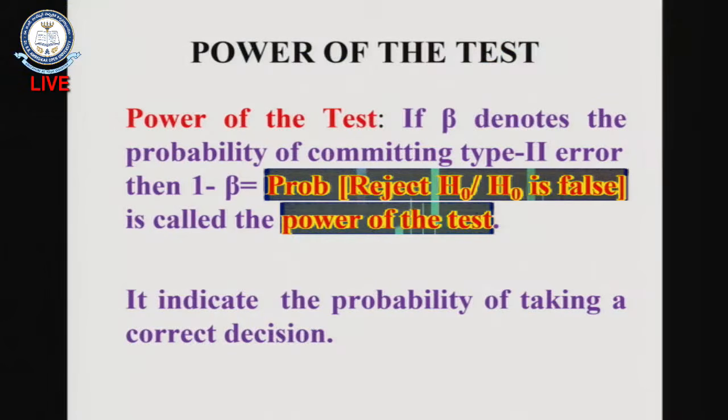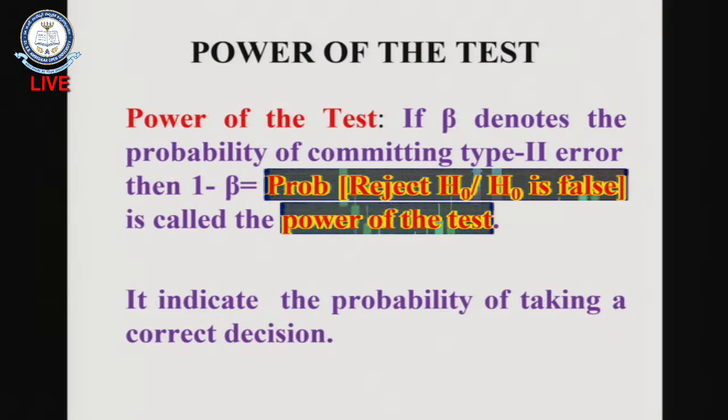After that, we are going to test one more important test, the power of the test. Power of the test means already we represented type 2 error. Type 2 is represented by which notation? Beta. If beta denotes the probability of committing type 2 error, then 1 minus beta is equal to the probability of rejecting H0 when H0 is false. It is called the power of the test.